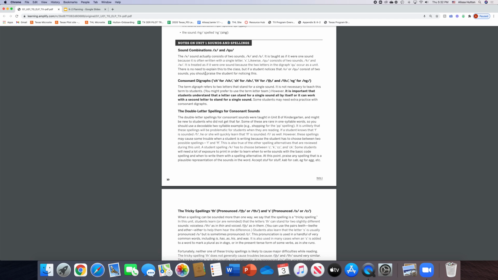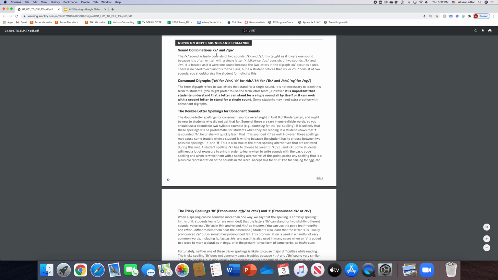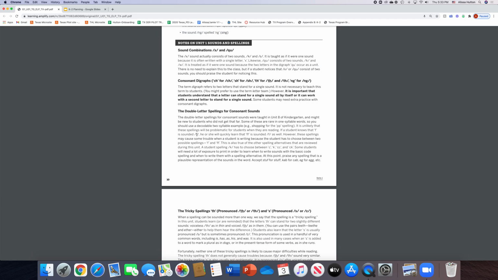So let's take a look at some of the specifics provided for Grade 1, Unit 1 in my teacher guide introduction. You'll notice that there are different categories, including sound combinations, consonant digraphs, double letter spellings, and tricky spellings. I'm going to want to read through all of these in detail so I can pick up those tips and explanations that I feel will be most useful for me as I am planning for Unit 1.